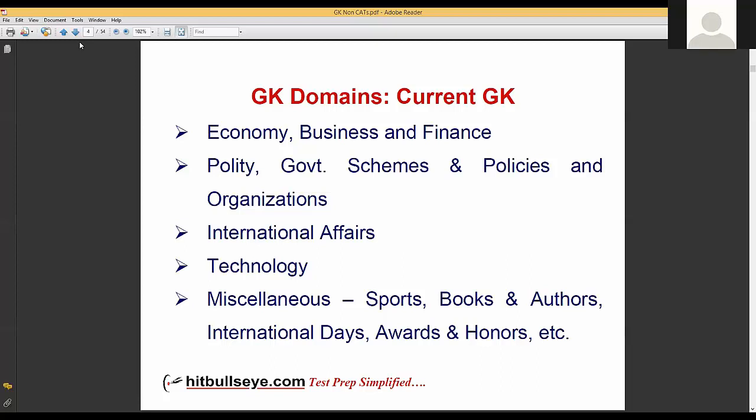Next, and very importantly, any technological breakthroughs in the recent past, right? And of course, the miscellaneous section again, you'll find it dominating in current GK, much like in static GK. So questions from sports, books and authors, international days, awards and honors, etc. They're the same sets of questions that can be asked from current GK as well.